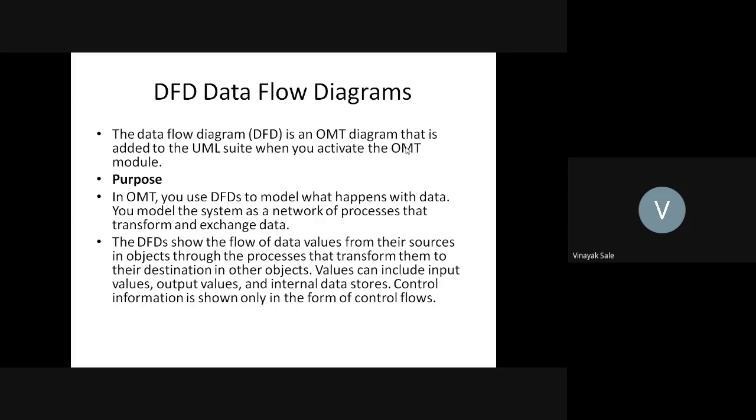The DFD also shows the flow of data values from their sources in objects through the processes that transform them to their destination in other objects. Values can include input values, output values, and internal data stores. Control information is shown only in the form of control flows.